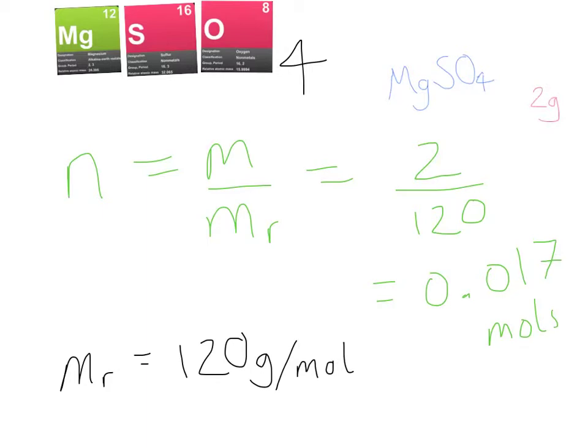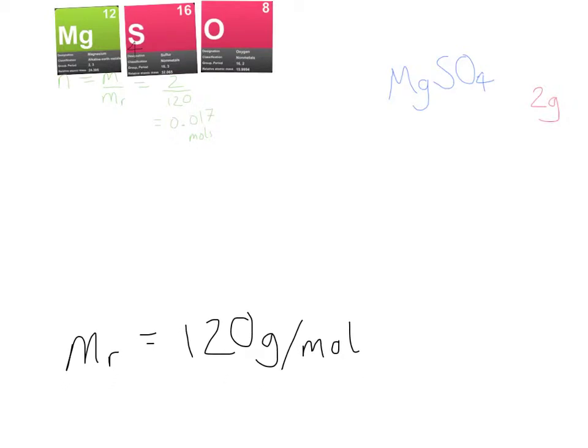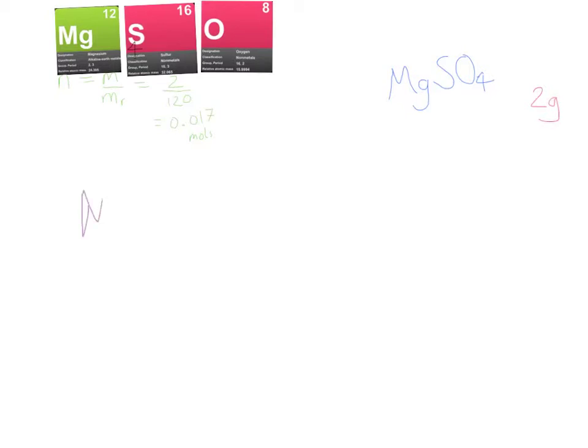So let me see if I can get rid of this, make some of this a little bit smaller, so we've got some more room. That's about all we're going to need there. 0.017 moles of magnesium sulfate. So there are a few different questions we could be asked now. They might say to you, okay, how many magnesium ions are there? We'll go for a pink. So, magnesium.